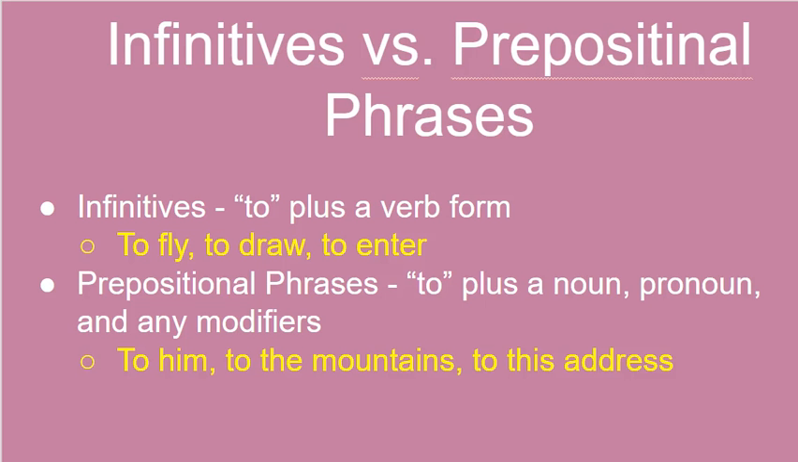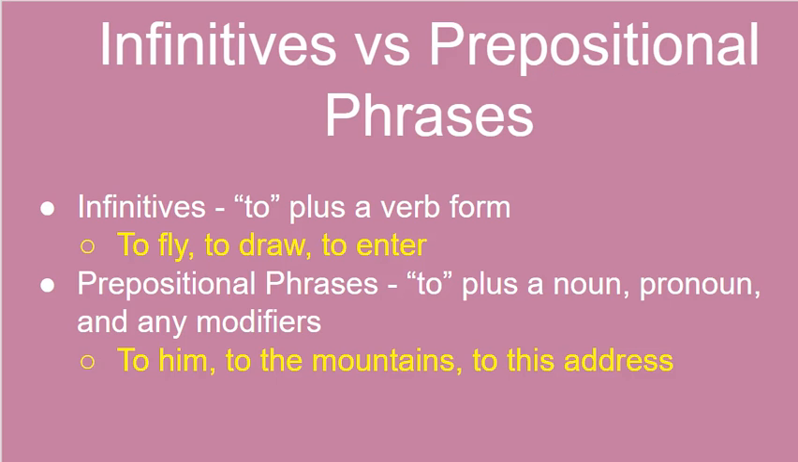Now let's look at infinitives versus prepositional phrases. An infinitive is to plus a verb form. So for example here we have to fly, to draw, or to enter. A prepositional phrase is to plus a noun, a pronoun, and any modifiers. For example, to him, to the mountains, or to this address.